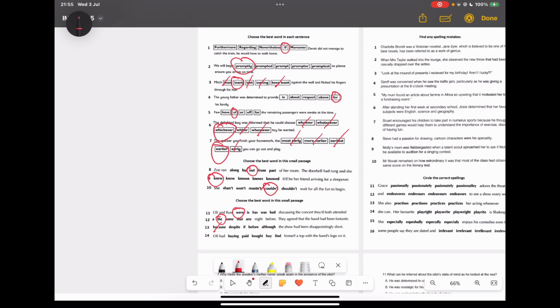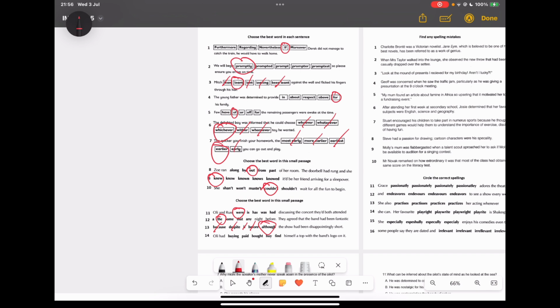So not because, despite the show, it could be if, not, before, not. So between although and despite. They agreed that the band had been fantastic despite the show. Grammatically, although would make sense here because it's saying the show had been disappointingly short. So it'll be although. Okay, 14.